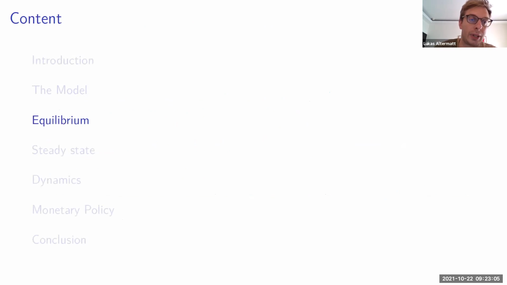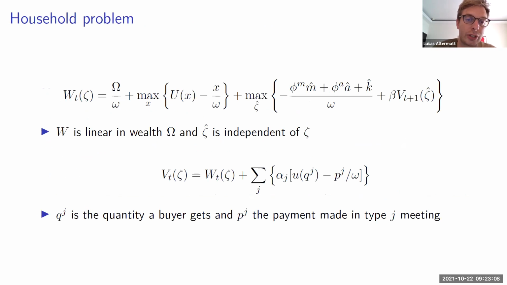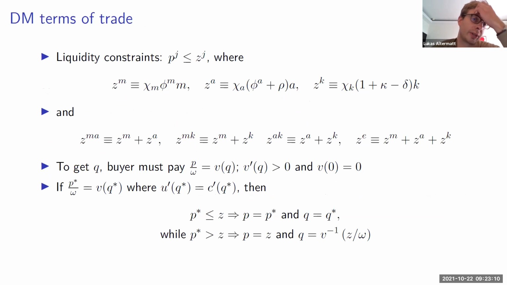Okay, I will skip most of the derivation of the equilibrium, but on this slide here, I want to tell you how we denote liquidity. So Z is going to be a measure of liquidity. Zm is liquidity entailed in money holdings. So Z is the real amount of money. So phi M, remember, is the price of money in terms of real goods. M is the money holdings of an agent. And then chi M is the pledgeability. So this is basically the pledgeable part of the money holdings of an agent in real terms.